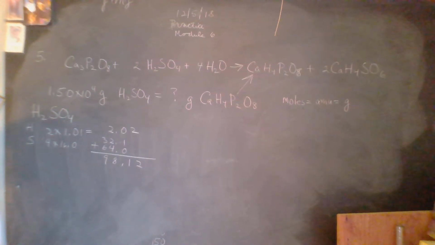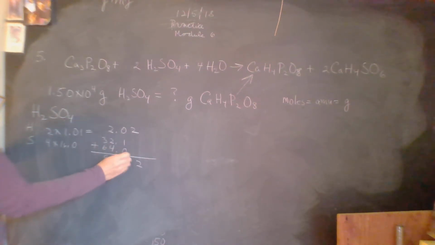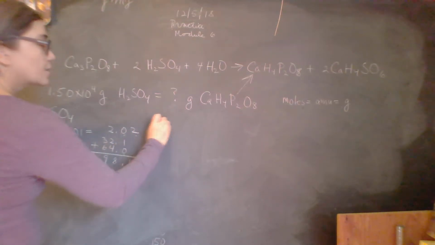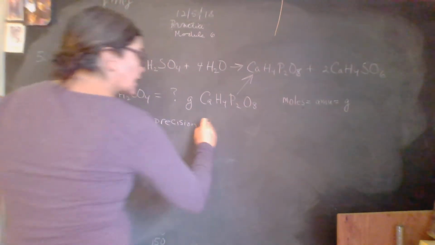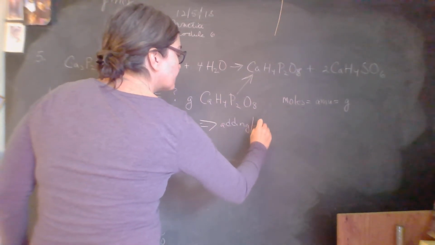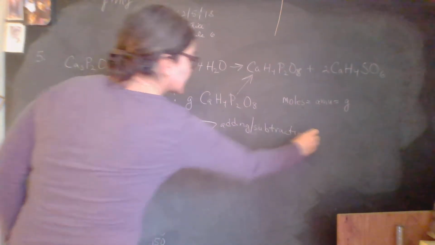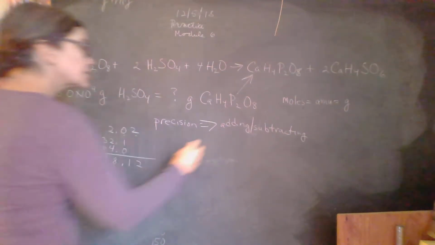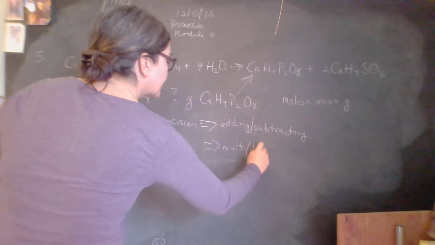It doesn't have to do with how many numbers there are. It has to do with the decimal place. How precise. It's called precision. So when we're adding and subtracting, we have to be aware of precision. But when we're multiplying and dividing, we can go wild.